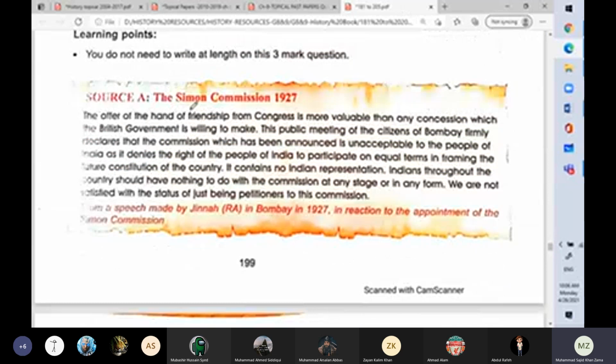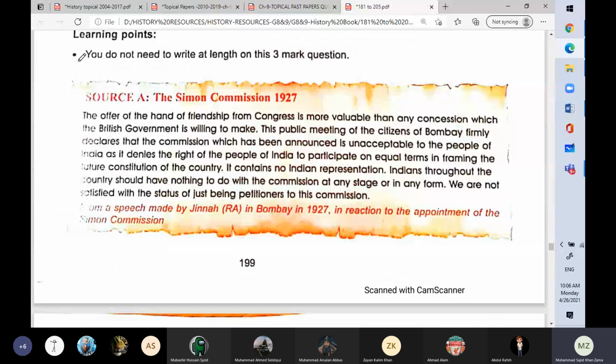Yes, Simon Commission source. This one you can also see, Simon Commission. This is a text source. First of all, I want any one of you to read this text source. Hurry up.